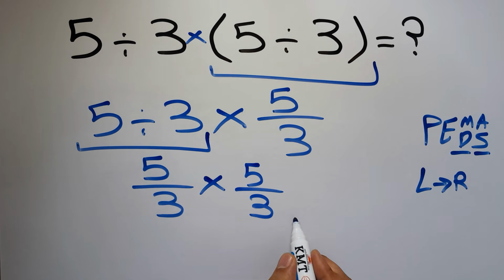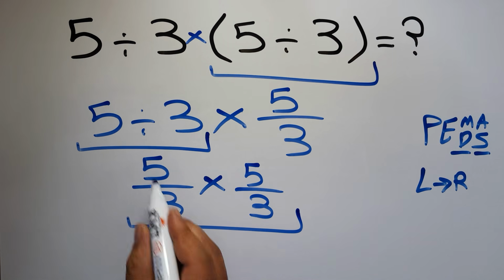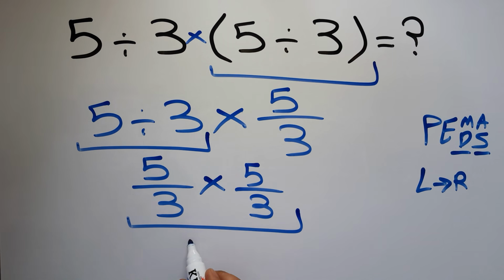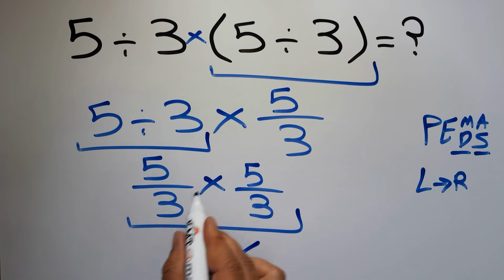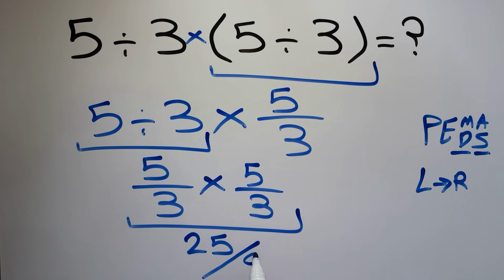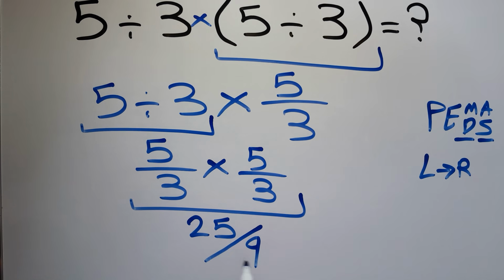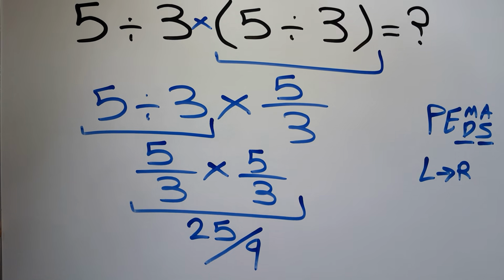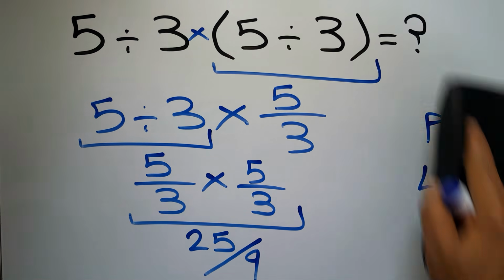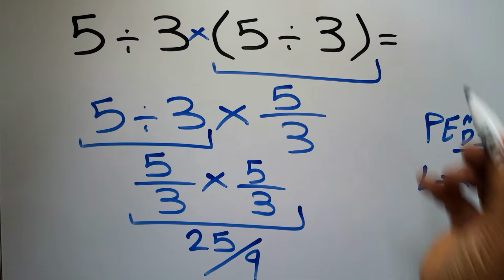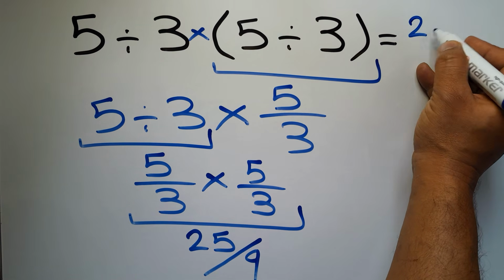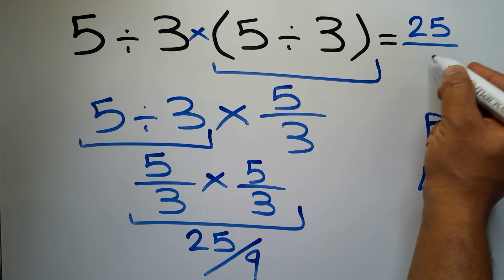Okay? Which equals 5 times 5 gives us 25. So 25 over 3 times 3 equals 9. So 25 over 9. And this is our final answer to this problem. The correct answer is 25 over 9.